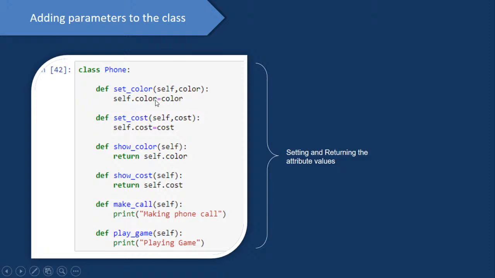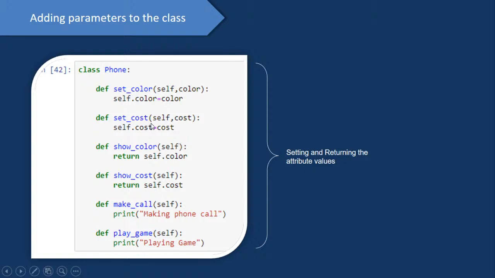Now this might be a bit confusing, but I'll tell you the difference between these two. This color is local to this particular scope, and I'm taking this and assigning it to the attribute color which is present inside the phone class. Similarly, I have this cost and I'm taking this local parameter cost and assigning it to the attribute cost which is present inside the phone class. So this is how I'm assigning the values for color and cost.